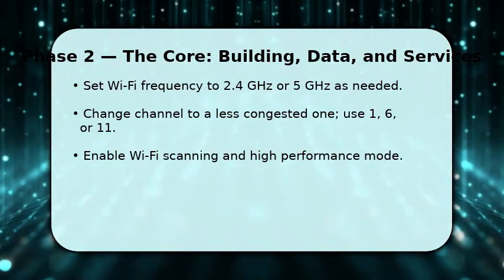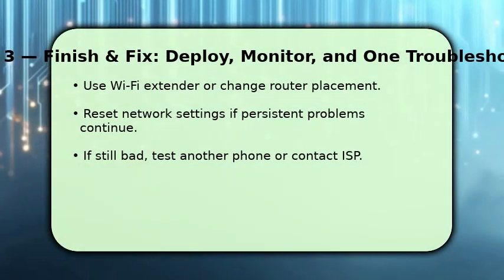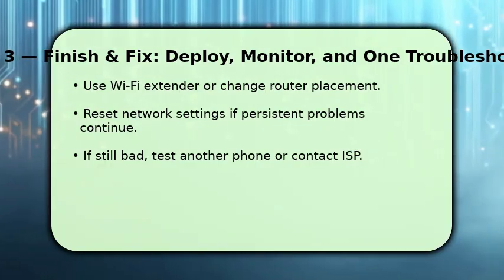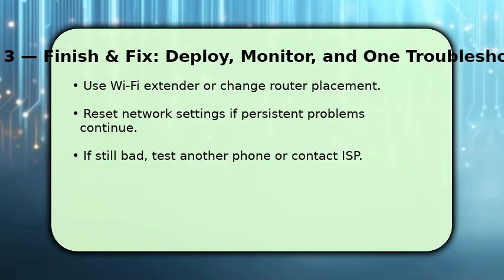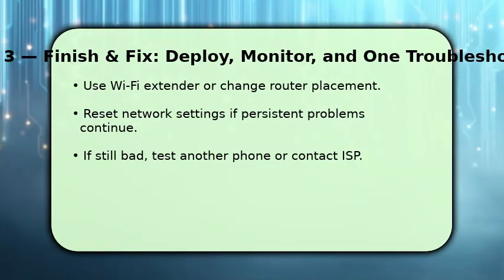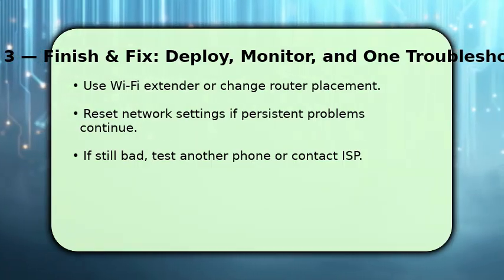Finish by fixing physical and persistent issues. Move the router higher, away from metal appliances and concrete, or add an inexpensive extender to bridge dead zones. If problems persist, reset network settings on Android to clear corrupt configs. This wipes saved networks, so have passwords ready.